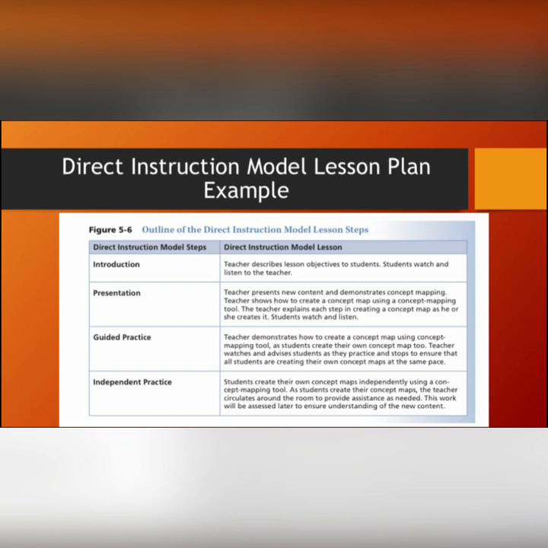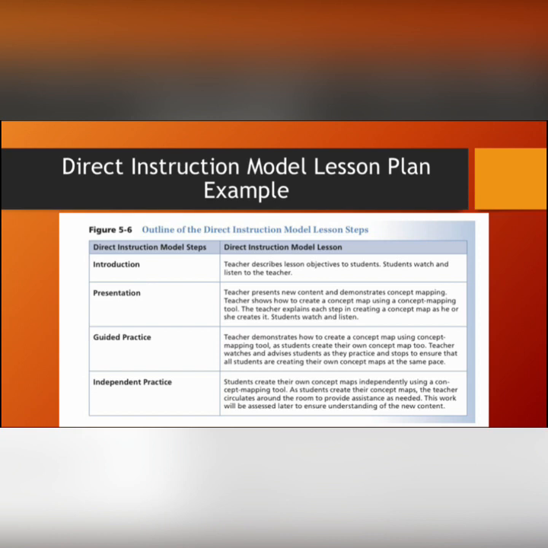The second, presentation. The teacher presents new content and demonstrates concept mapping. The teacher shows how to create a concept map using a concept mapping tool. The teacher explains each step in creating a concept map as he or she creates it. Students watch and listen.